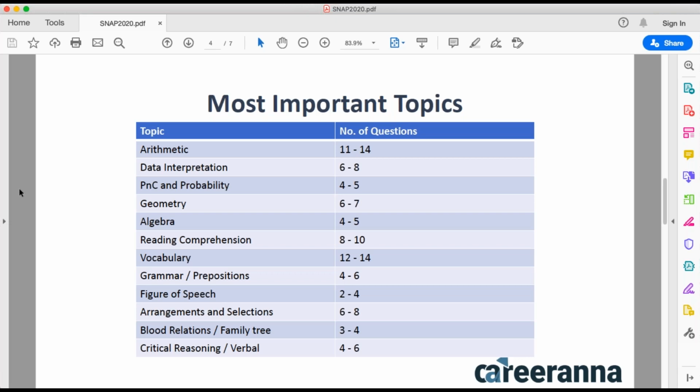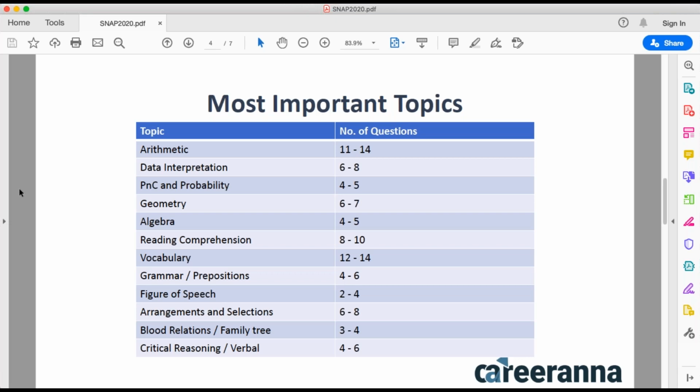Then there will be 4 to 6 questions from grammar and prepositions, and there will be 2 to 4 questions from figure of speech. So we will be providing you videos on figure of speech. Figure of speech is an important topic from a SNAP perspective. You will get 2 to 4 questions where majorly you need to identify the figure of speech.